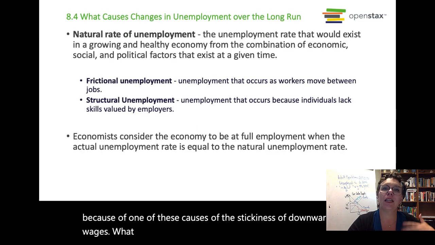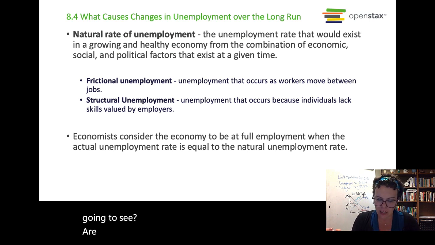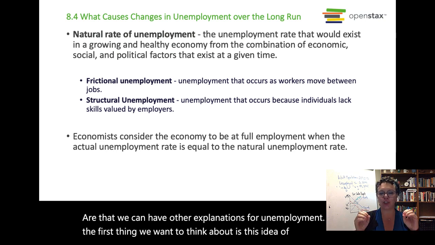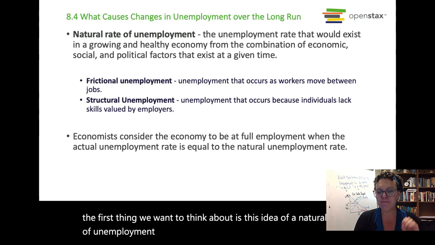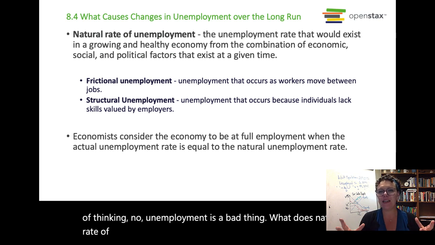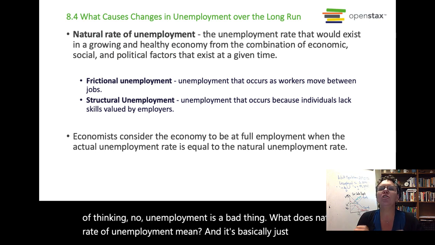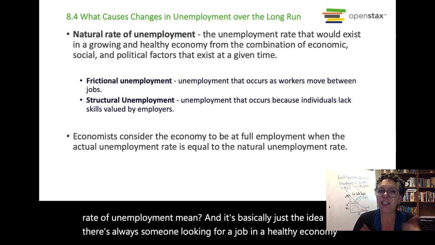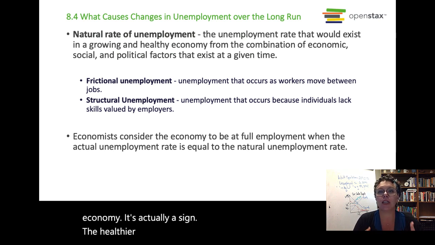What about in the long run? In the long run, we can have other explanations for unemployment. The first thing we want to think about is the idea of a natural rate of unemployment. And this might seem crazy because you're thinking, well, no, unemployment's a bad thing. What does natural rate of unemployment mean? It's basically the idea that there's always someone looking for a job in a healthy economy. It's actually a sign of a healthy economy that people are looking for jobs.